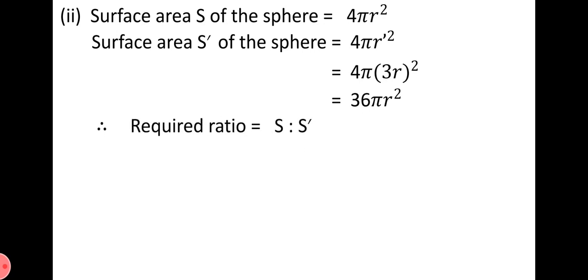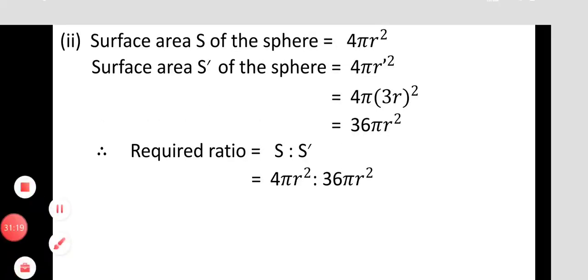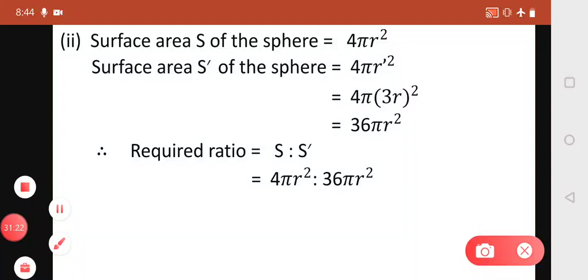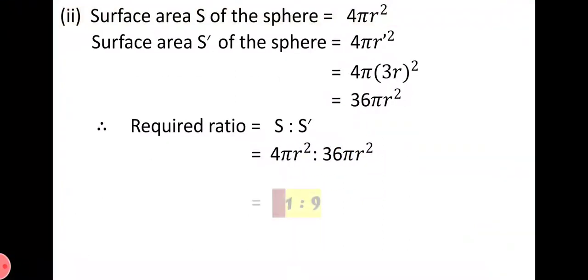Now we require the ratio of S to S dash. Inserting the values, 4 pi r square is to 36 pi r square. Again you can see that we can cut like this. Pi will be cut, 4 ones are 4 and 4 nines are 36. So we will get 1 is to 9, because r square is also the same, so we can cut, and we get the ratio as 1 is to 9. So the required ratio of both the surface areas is 1 is to 9.